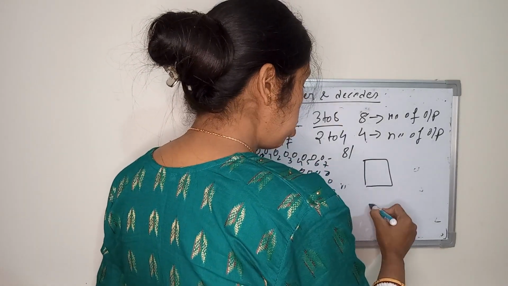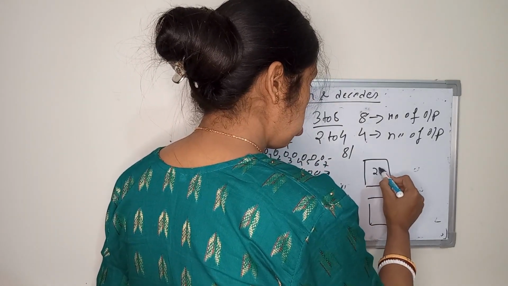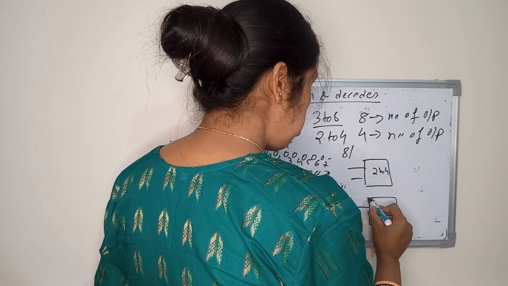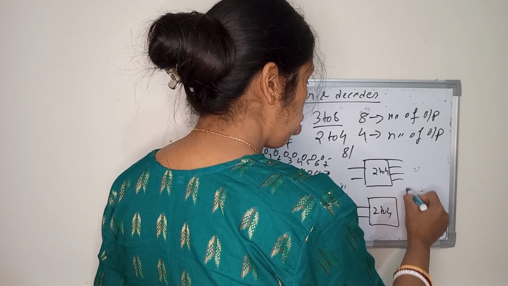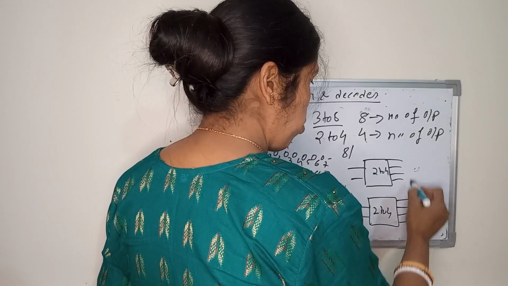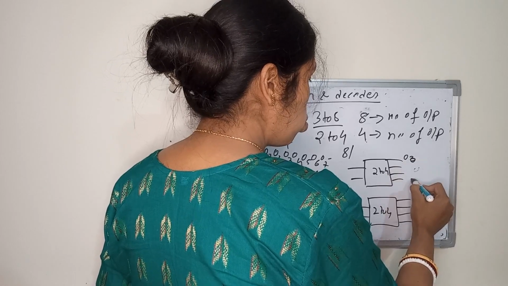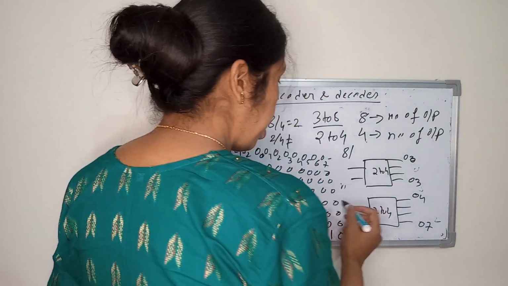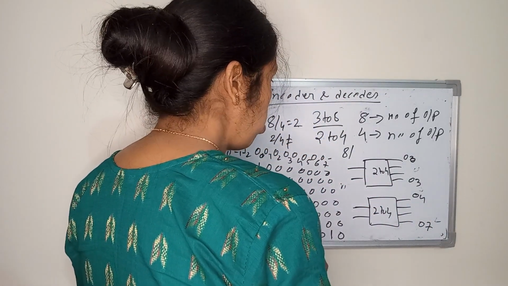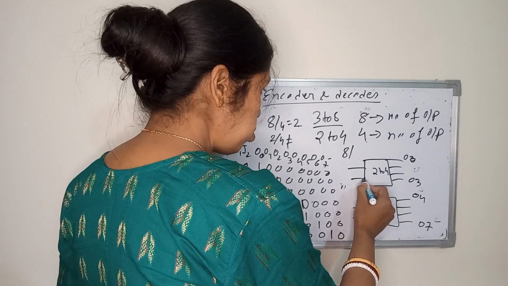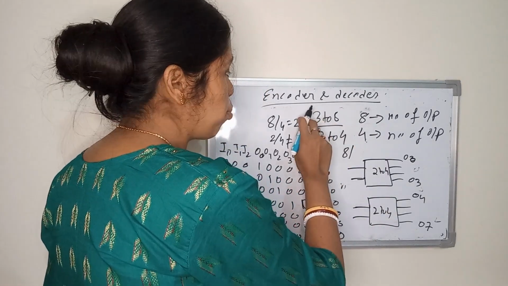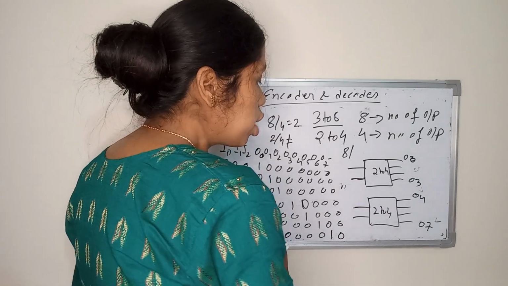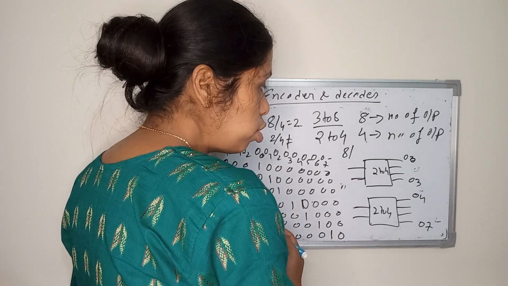So first I am putting two 2 to 4 decoders. Here I am getting 4 outputs, O0 to O3, and here also 4 outputs, O4 to O7. Now in the 3 to 8 decoder you can see 3 input channels, but here it is 2 input channels, and here also 2 input channels. So how will we do this?